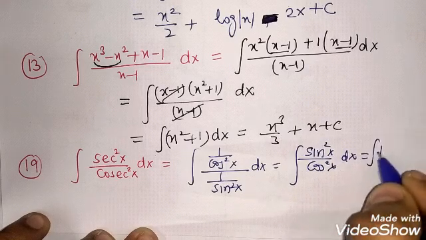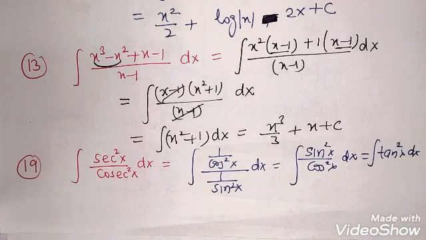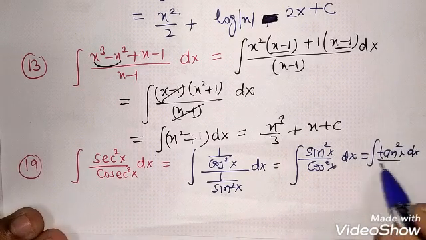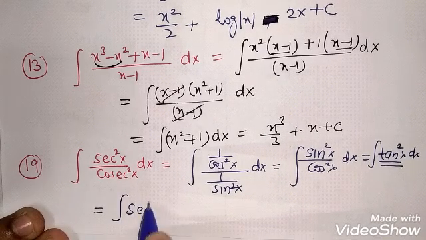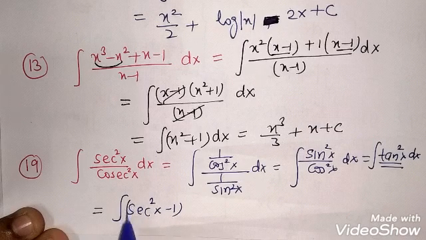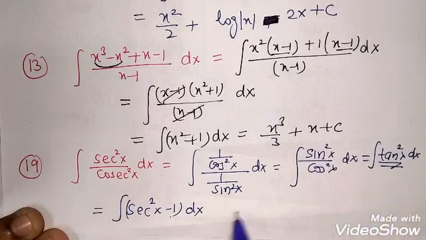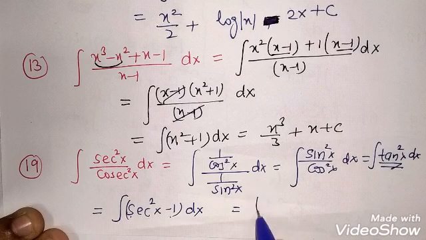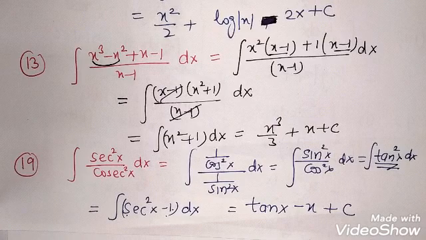This is like integration of tan square x dx. Now I don't have any formula for tan square x integration, but we know the very basic formula of trigonometry. What is tan square x? Tan square x is secant square x minus 1. Secant square x integration is tan x. 1 integration is minus x plus c. This is our required answer.